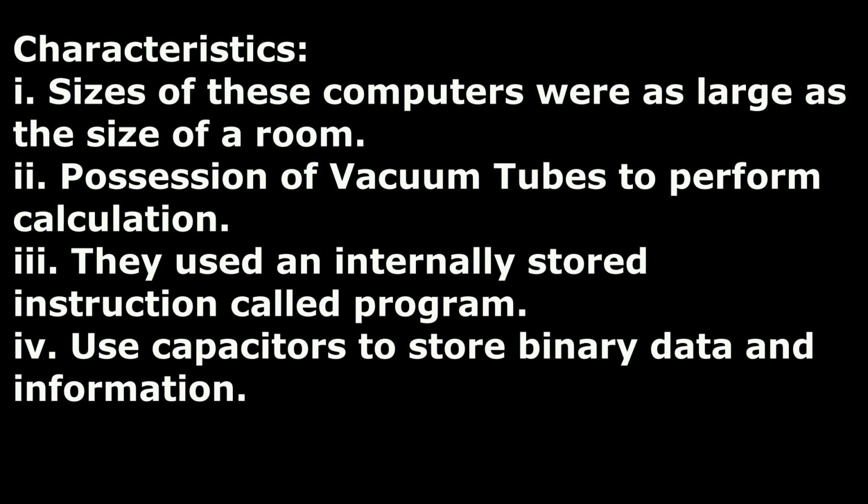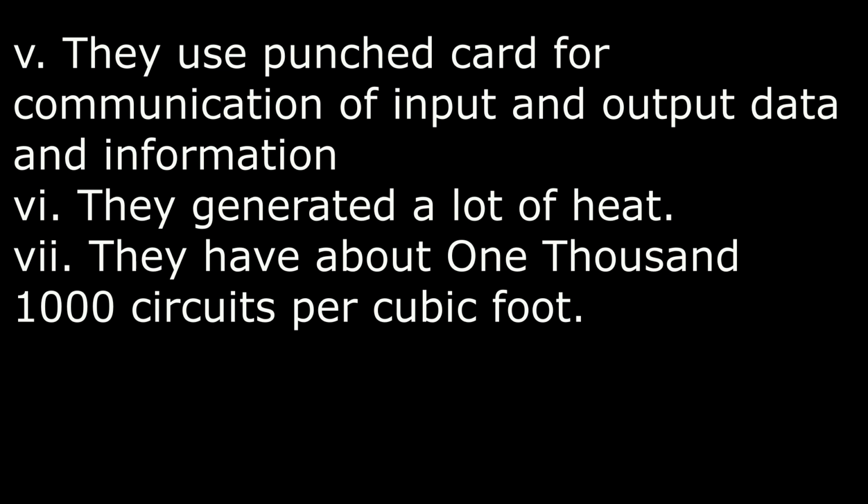Characteristics: 1. The size of these computers was as large as a room. 2. Possession of vacuum tubes to perform calculation. 3. They used an internally stored instruction called a program. 4. They used capacitors to store binary data and information. 5. They used punched cards for communication of input and output data and information. 6. They generated a lot of heat. 7. They had about 1,000 circuits per cubic foot.